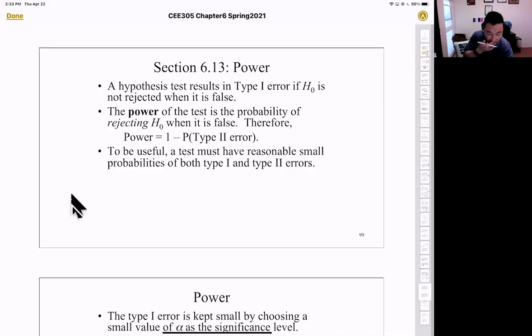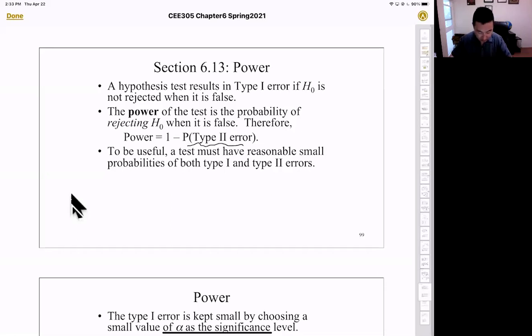Which is equal to the opposite of type 2 error. Type 2 error is failing to reject H0 when it is false. So the power is the opposite of type 2 error. That means the higher the power, the smaller the type 2 error. So that's good.